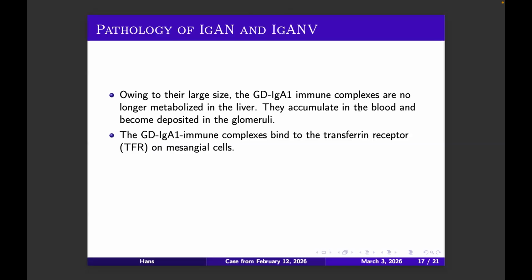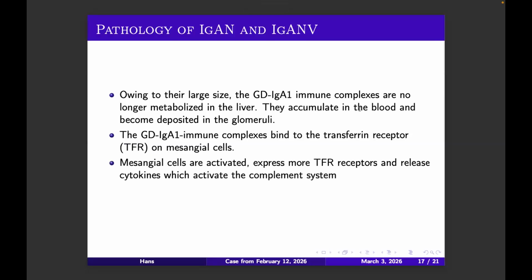They are attached to the transferrin receptor on mesangial cells, and these cells in turn are then stimulated to produce even more of those receptors, and that is a cascade which in the end activates the complement system and causes renal decline or renal failure.